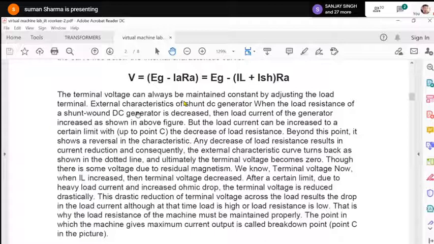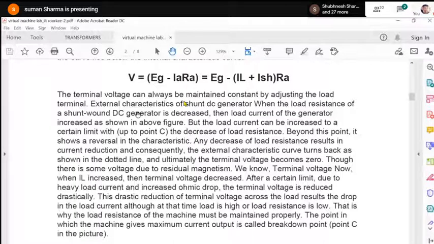At a time, suppose you have switched on 5 bulbs, then 4, then 3, you are turning the bulbs on one by one, so accordingly you are decreasing the resistance from 5 to 1. Okay. So when you decrease the resistance, your load current is increased. But the load current can be increased to a certain limit only, up to point C. We can decrease the resistance up to a certain point only.